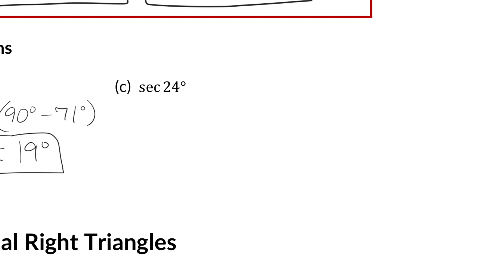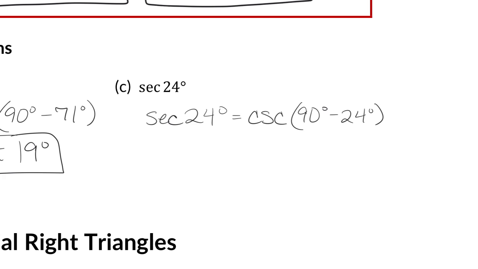We're asking you to write secant of 24 degrees in terms of its cofunction. Secant is a cofunction with, what's that one called? Cosecant. So we do cosecant of 90 degrees minus the angle 24 degrees. Then we just have to do 90 minus 24, which is 66 degrees.